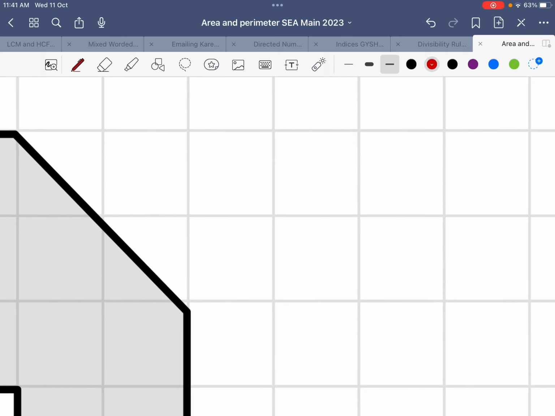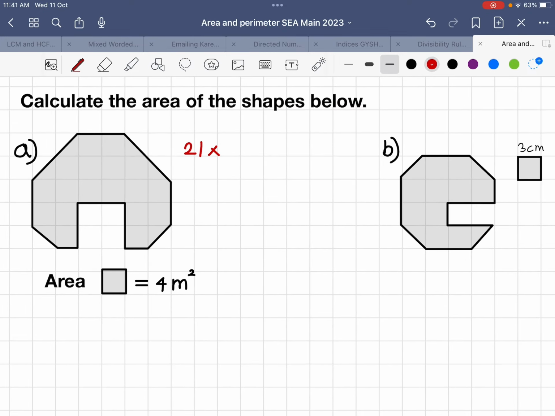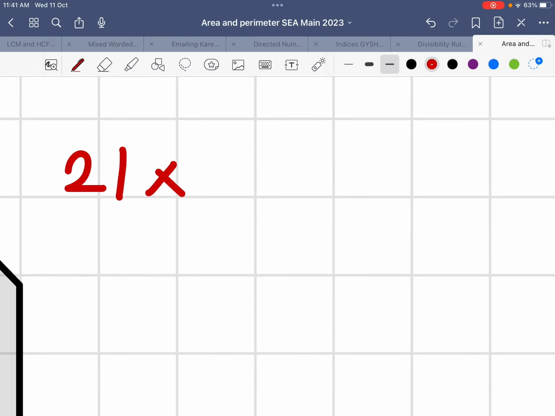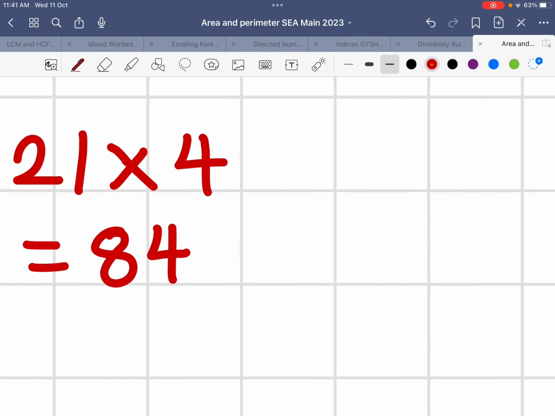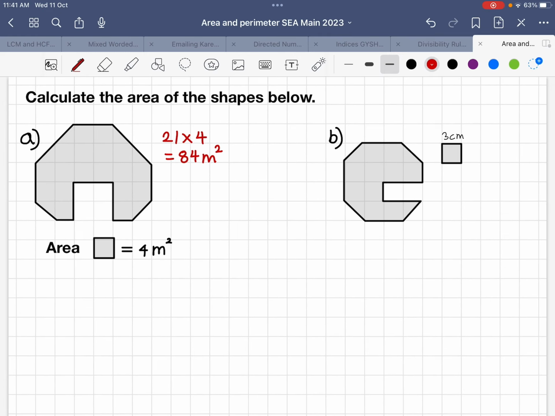So that's 21 times the area of one of the blocks, which was given to be 4 meters squared. So 21 times 4 will give us 84, sorry, not centimeters, but meters, 84 meters squared. Right, so you all can proceed to doing part B. When you are ready, you can unpause the video.